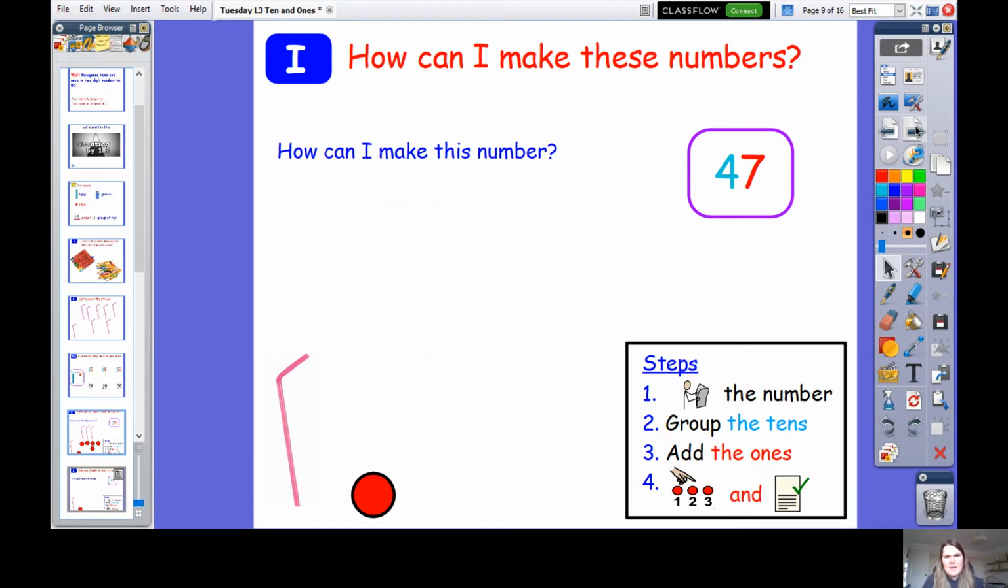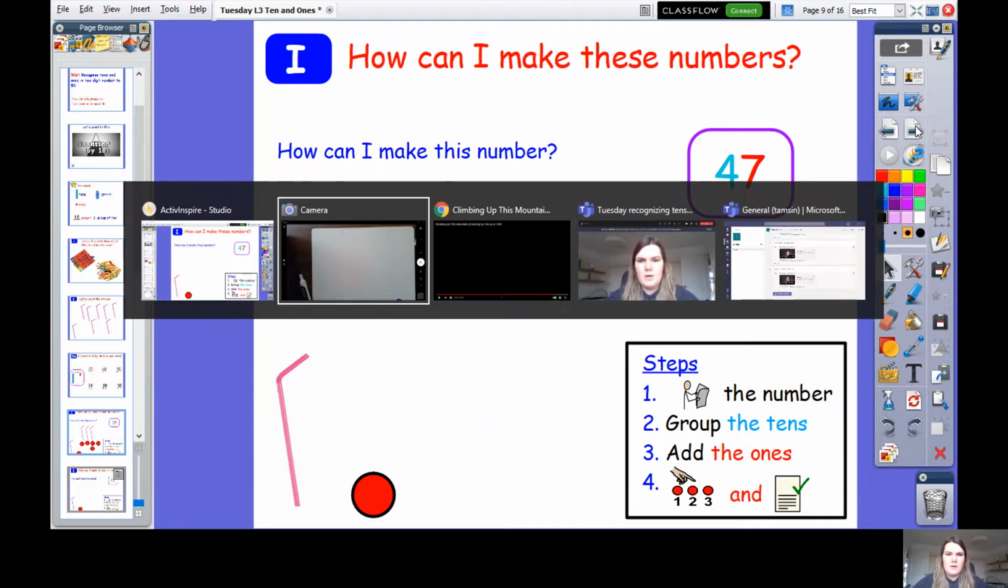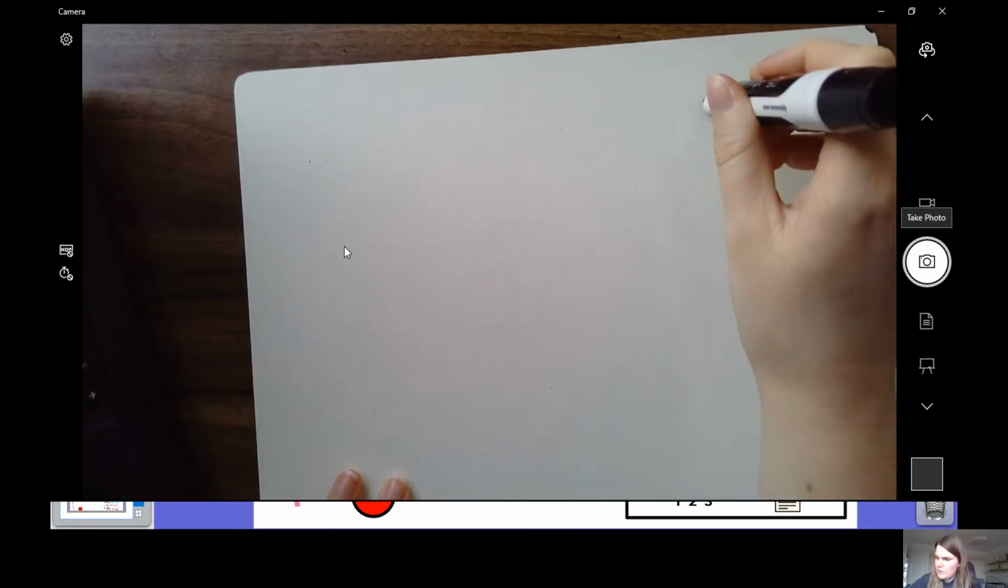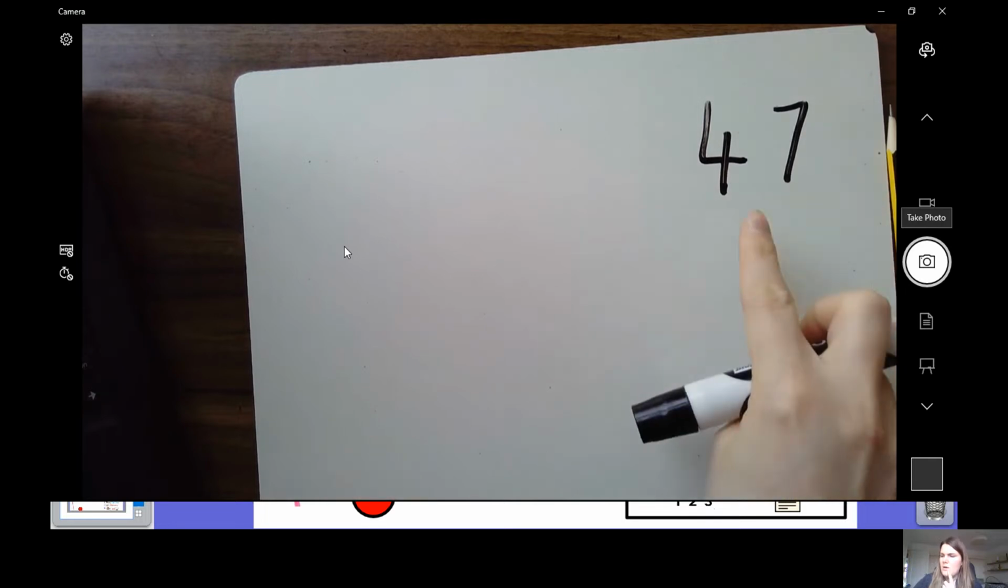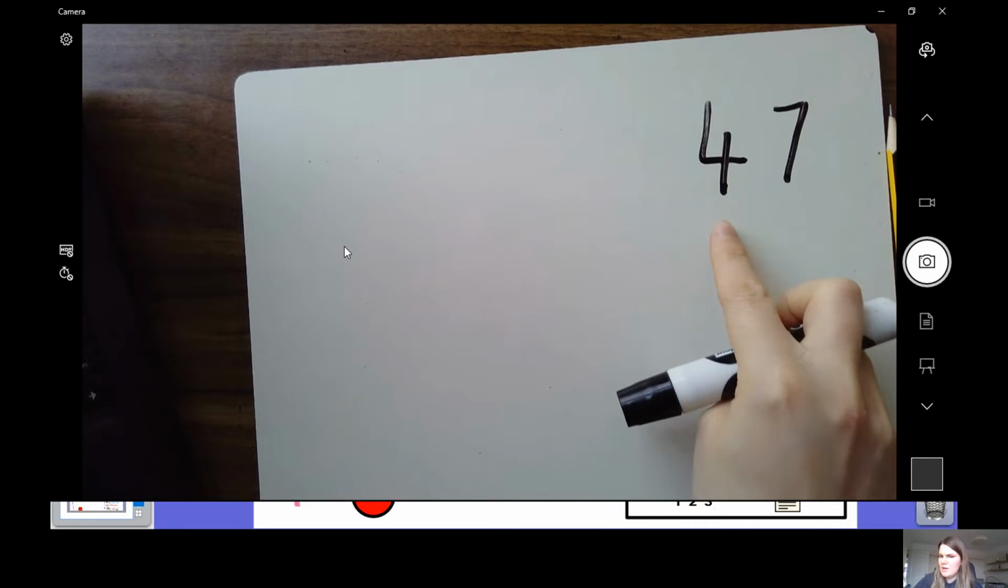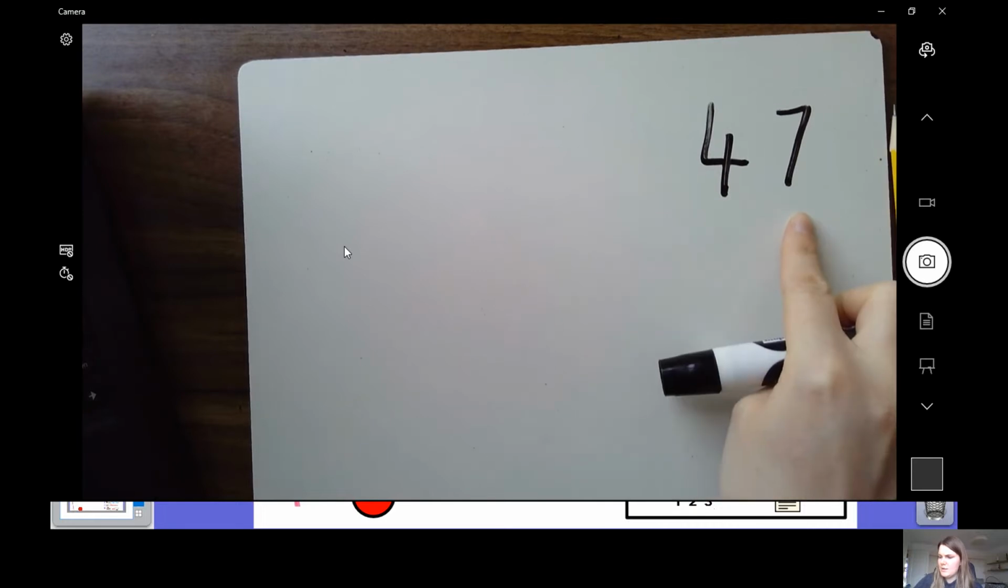Okay, so can I make this number? What number is this? What is my number? The first thing I have to do is read the number. I think it says 47. Okay, I'm going to write down my number, 47. Which is my 10s and 1s? The 4 is my 10s and the 7 is my 1s.